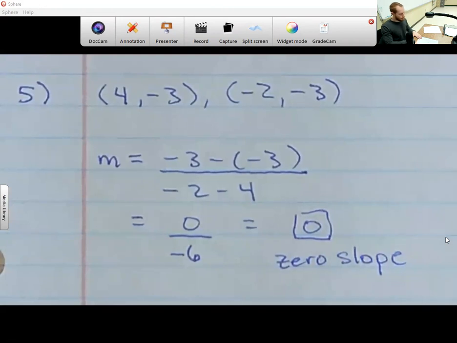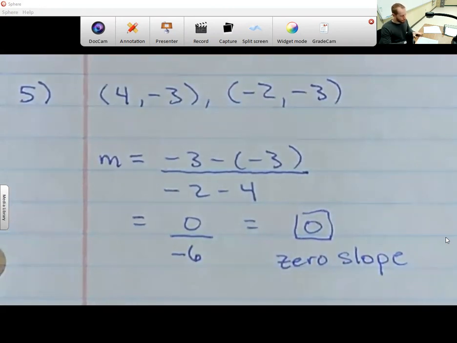That's how I know that I have a flat horizontal line with no slope to it. Okay? So that's number 5. The y coordinates are the same. That means that the line is totally flat. It doesn't have any slope to it. So my answer is 0.